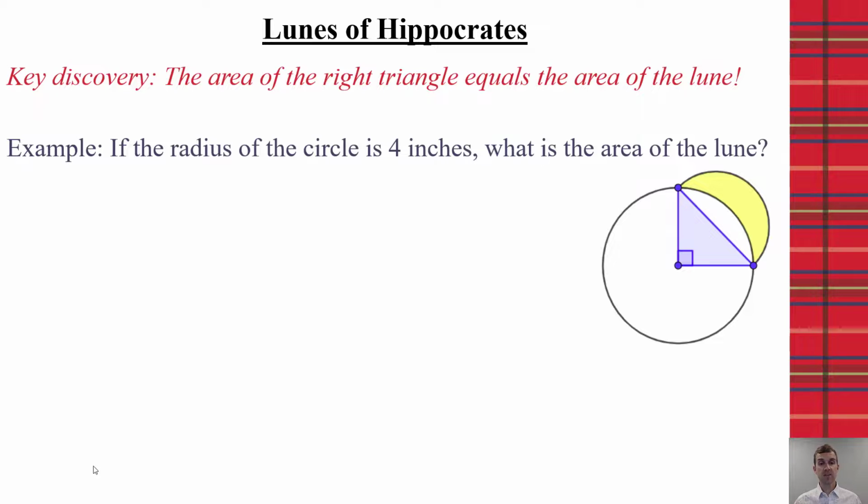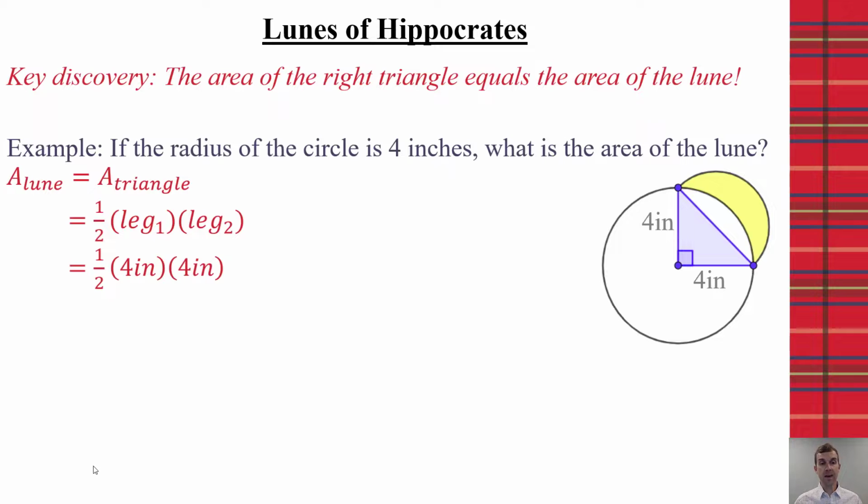For example, if I knew that the radius of the circle is 4 inches, and I would say, well, what's the area of the lune? Since the radius is 4 inches, I know the two legs of my right triangle are also 4 inches. And then I know that the area of the lune equals the area of the triangle. So area of triangle is relatively simple, especially because it's a right triangle. It's 1/2 the leg times the leg. And here that would be the same value. So 1/2 of 16 inches squared will give me 8 square inches.